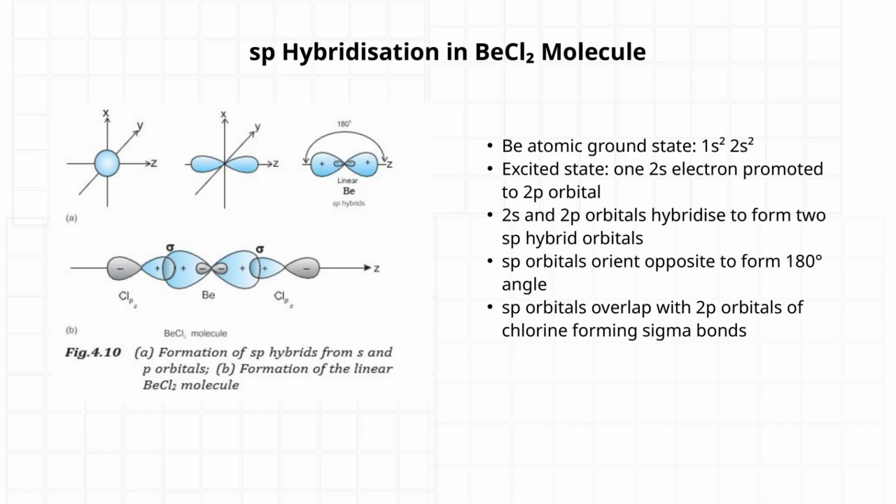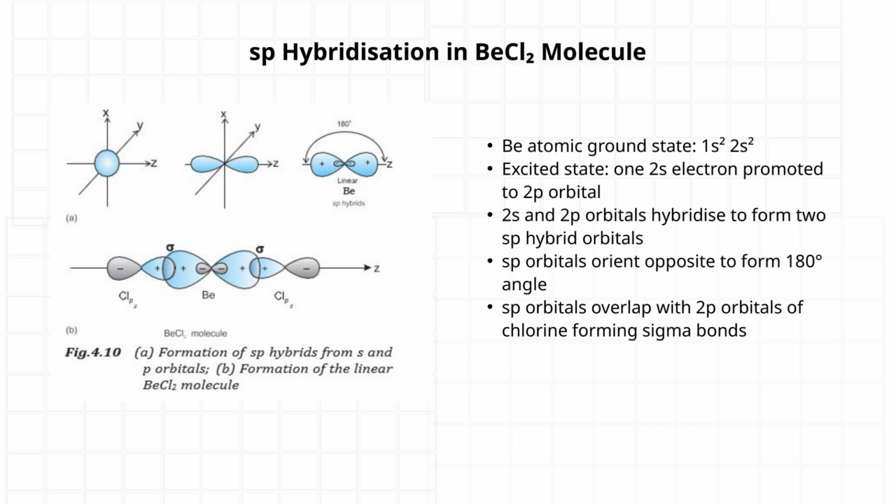Refer to the figure displayed on your screen. You can see the spherical s orbital on the left, the dumbbell-shaped p orbital in the middle, and on the right, the two linearly arranged sp hybrid orbitals at 180 degrees. These sp hybrid orbitals point in exactly opposite directions along the z-axis, minimizing electron repulsion and lending the molecule a linear geometry.